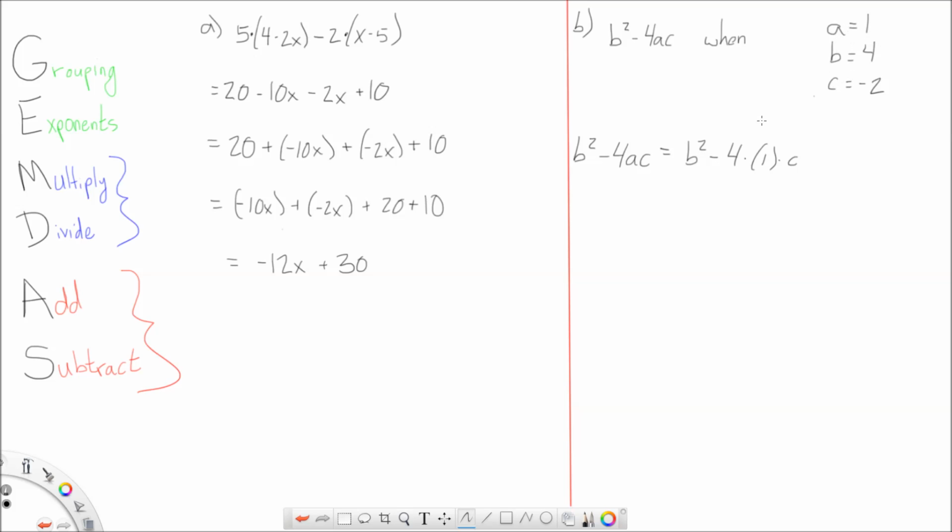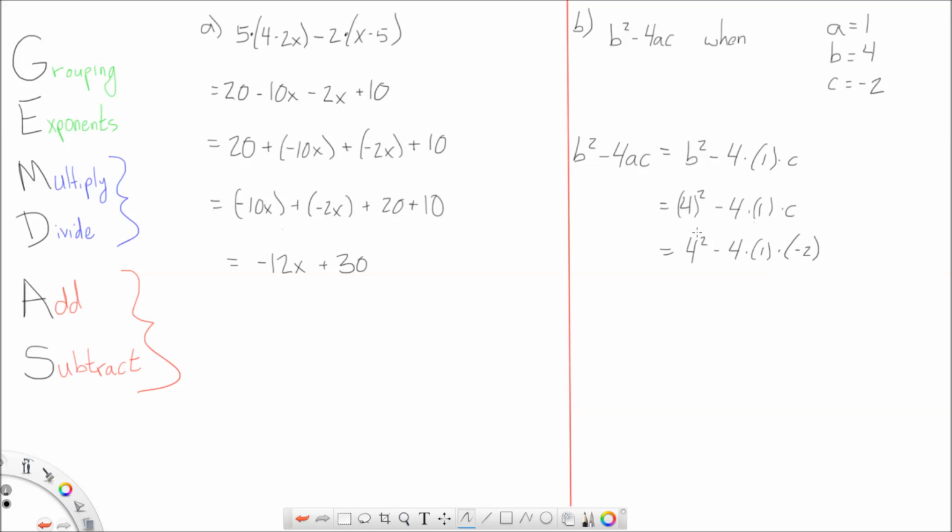Alright, I'm just going to keep going down. Now b equals 4, so I can substitute the 4 in for every b in this expression. So instead of b squared, I'm going to have 4 squared, minus 4 times 1 times c. And then lastly, I'm going to replace c, which is equal to negative 2, so I'm going to substitute negative 2 in. Now we have 4 times 1 times, and instead of c, I'm going to use the negative 2.